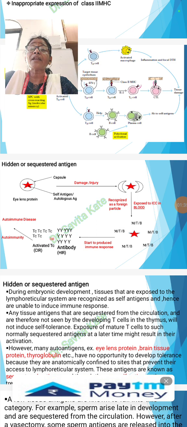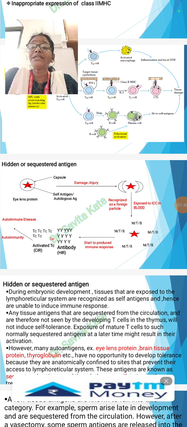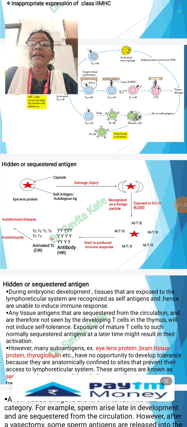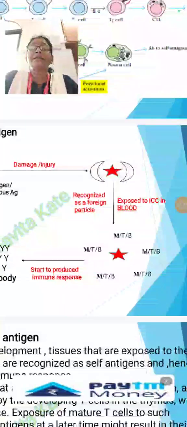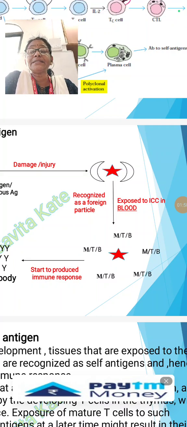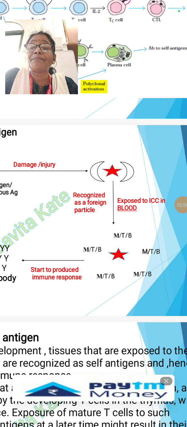See here, for example, islet protein. Since the embryonic period they are capsulated, and that's why our immunocompetent cells do not react to this islet protein. Is it clear? But once the islet protein is damaged, that is, the capsule is broken, what happens here? They are exposed to our immunocompetent cells in the blood. And at that time our immunocompetent cells such as macrophages, T cells, B cells recognize them as a foreign particle and start to produce the immune response.